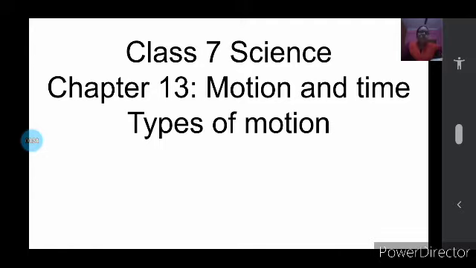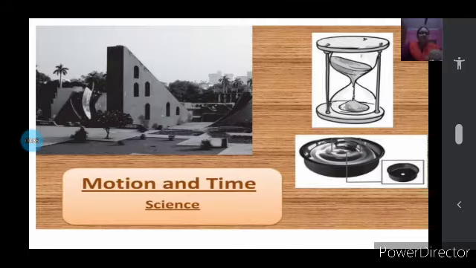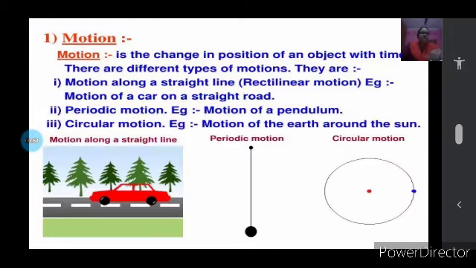So motion, what does the term motion mean, children? You can see the images shown here, which all indicate that motion and time are linked. Without calculating time, it is not possible to know about the motion of an object. So let us see first of all what the term motion means. Motion is the change in position of an object with time.